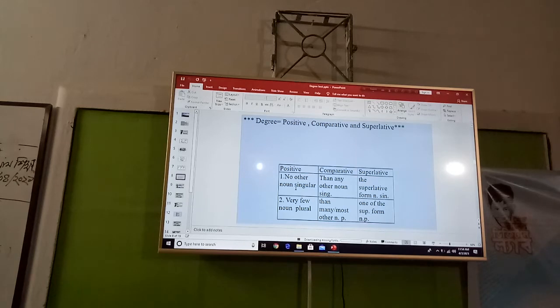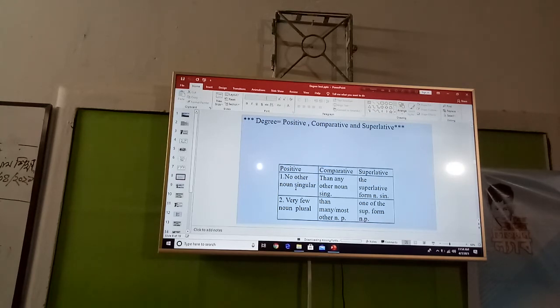Here, number one, no other with noun singular. In comparative form, you have to use than any other. If you find no other in the positive sentence, in comparative sentence, you have to use than any other. And here the noun singular is also used. In the superlative form, the superlative form with noun singular. That means in number one rule, you find any kind of noun in singular form. Okay.